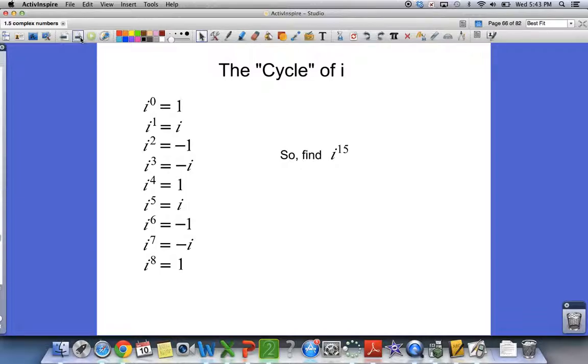All right, welcome back. Let's take a look. I to the 15th, here's one way to do it. I could write that as i to the 4th times i to the 4th times i to the 4th times i to the 3rd, because 4 plus 4 is 8, plus 4 is 12, plus 3 is 15.